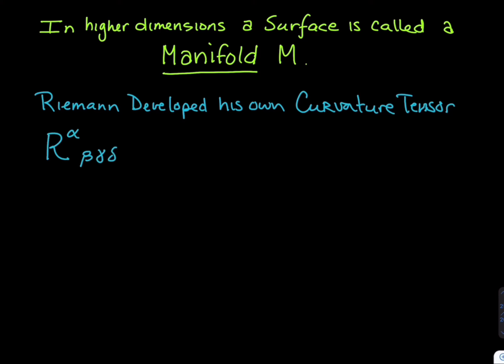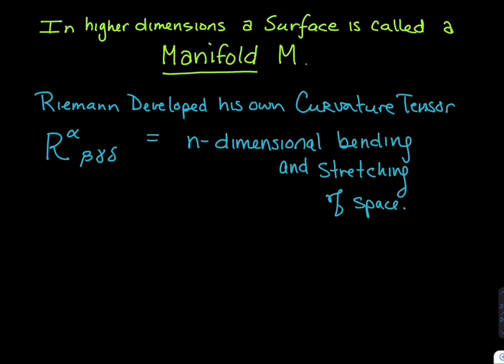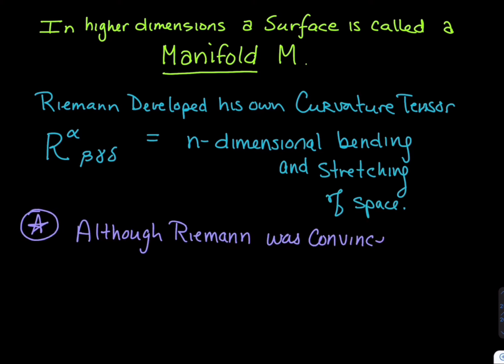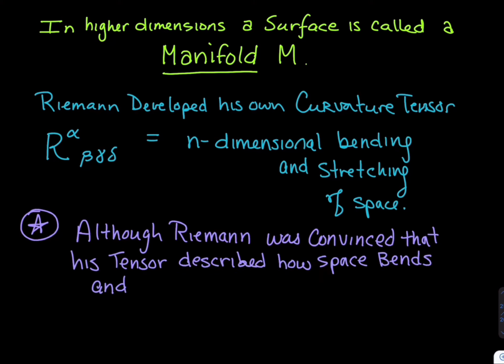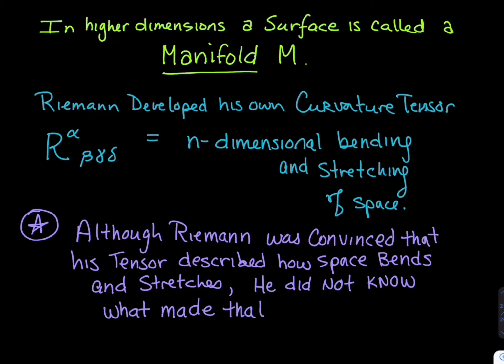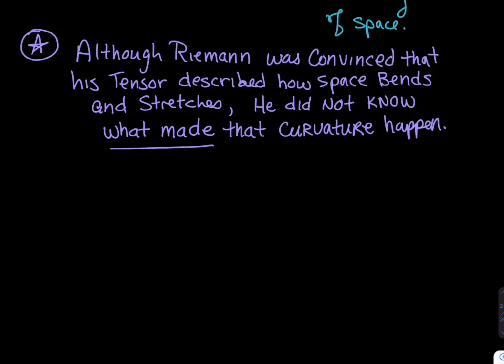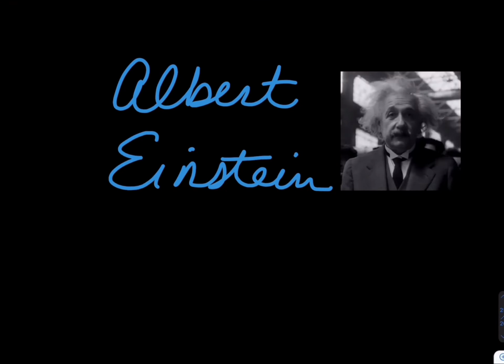So Riemann developed his own curvature tensor, which is pretty complicated in n dimensions. It has a number of indices that you have to pay attention to. Now, although Riemann was convinced that his tensor described how physical space bends and stretches, he really didn't know the mechanism by which made the space bend. That was something that would have to lead up to Albert Einstein.